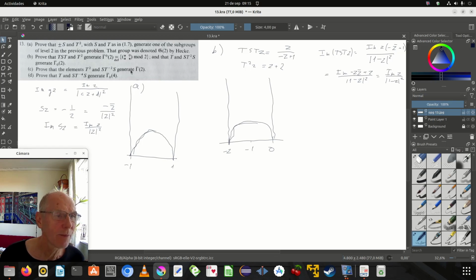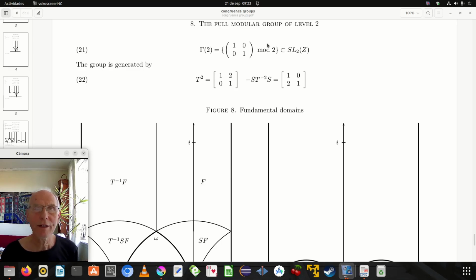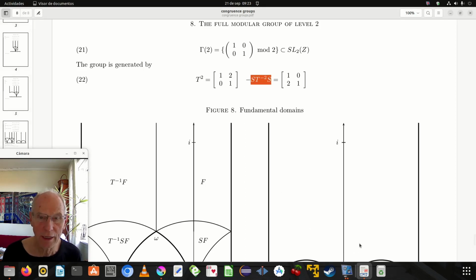C, that is gamma 2 itself. Well, I did have the full modular group of level 2 in my notes, and I have computed the matrix here. We don't care for the sign.